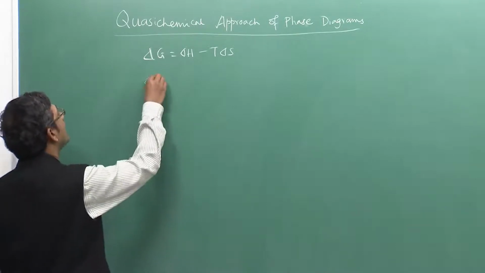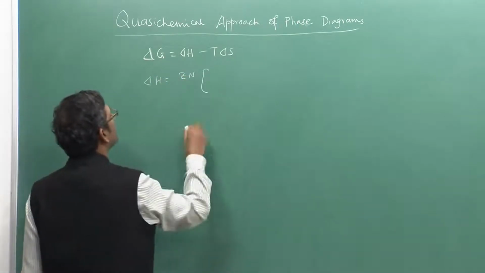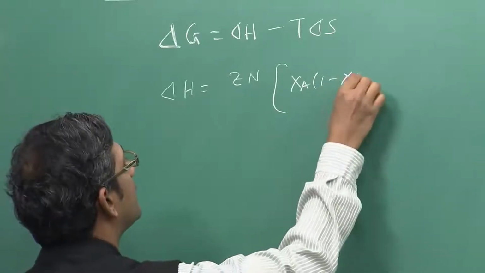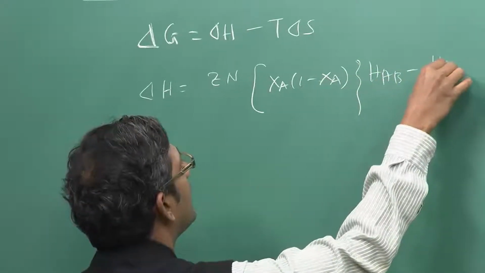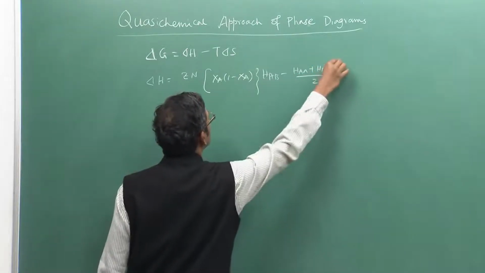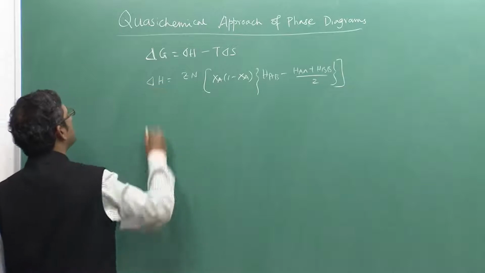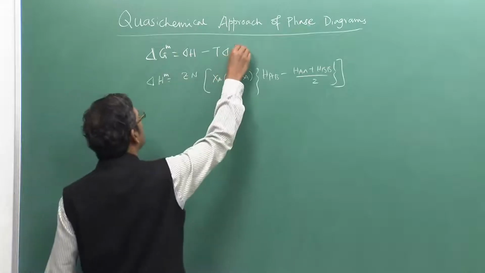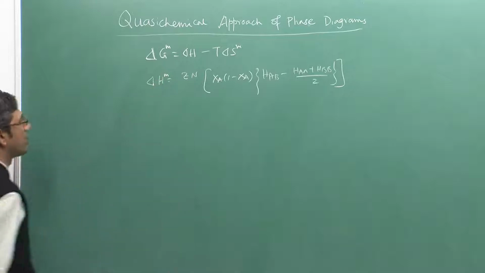So, delta H as I derived is basically Z n multiplied by Xa (1 minus Xa) multiplied by Hab minus (Haa plus Hbb) divided by 2. This is the expression for delta H. Sometimes people write this as delta Hm because it is a mixing quantity. Similarly, this is delta Hm and delta Sm, but it is not important, you can use it without the superscript also.